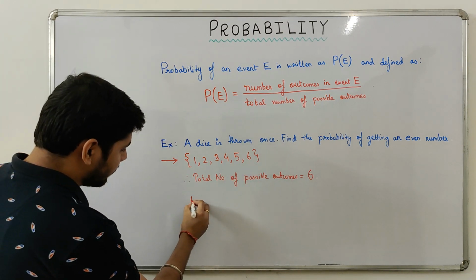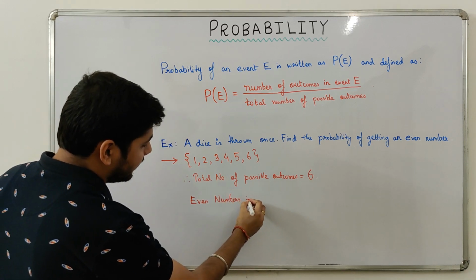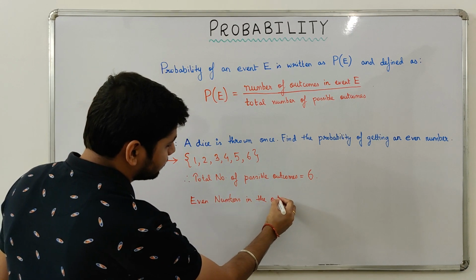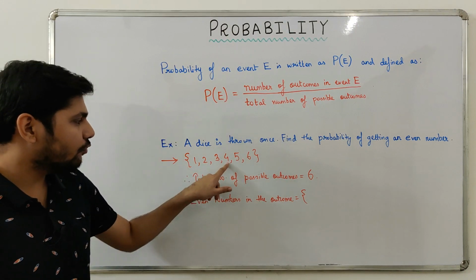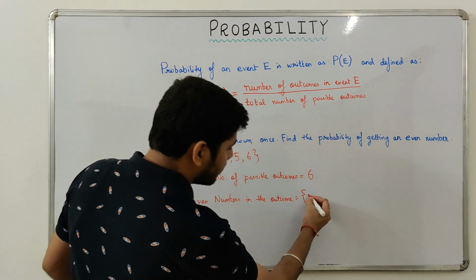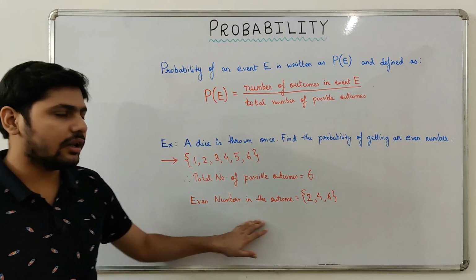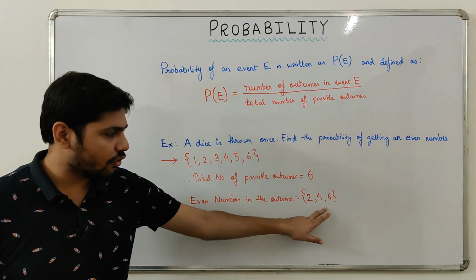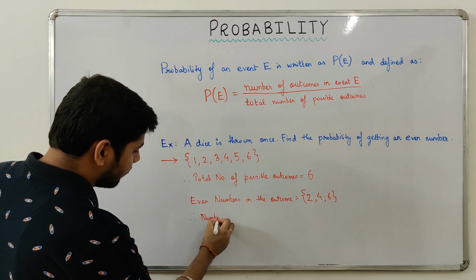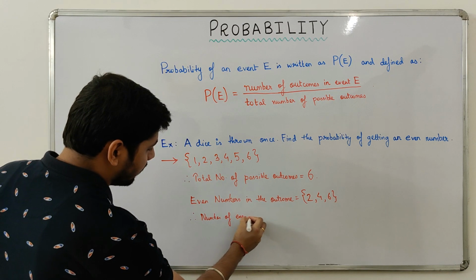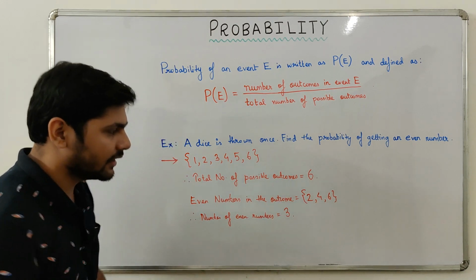Let us write down. Even numbers in the outcome is equal to, what are the even numbers? 2, 4 and 6. Simple. So 2, 4 and 6. Hence the total number of even numbers are 3: 2, 4 and 6. Let me write it down. Therefore, number of even numbers is equal to 3. Done.